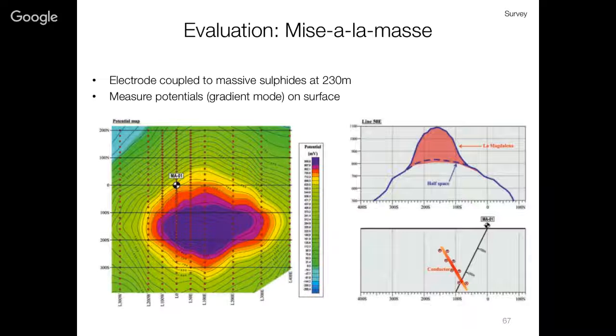If you do a line across here, you get something that looks like that. So just the background half space, you expect to have this dashed line. The actual measurements kind of come out like that. So there's something really going on here. And if you attempted to invert that, you might get some information about the shape or location of it.